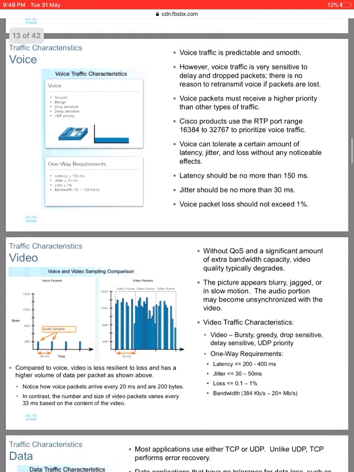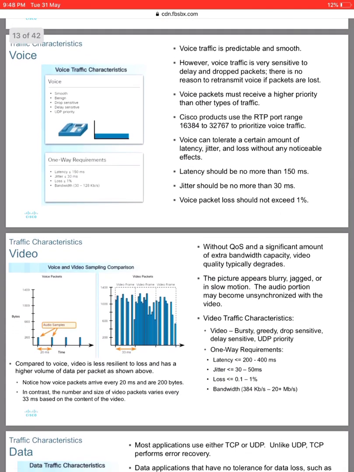So, the next one is the voice. Voice traffic is predictable and smooth. However, voice traffic is very sensitive to delay and dropped packets. There is no reason to retransmit voice if packets are lost. Voice packets must receive a higher priority than other types of traffic.